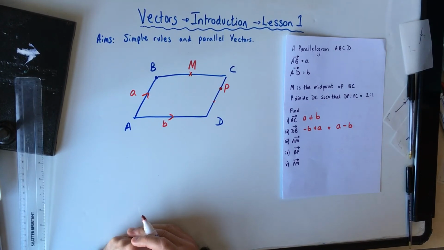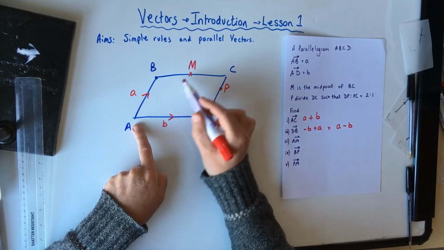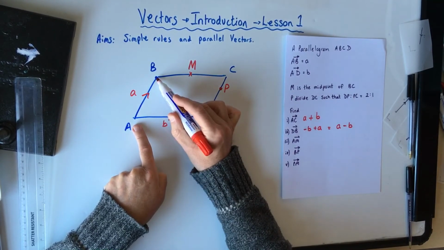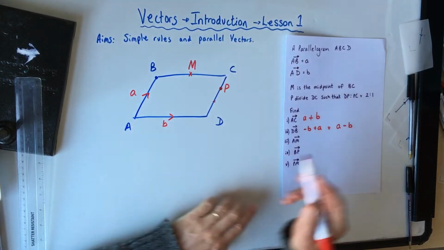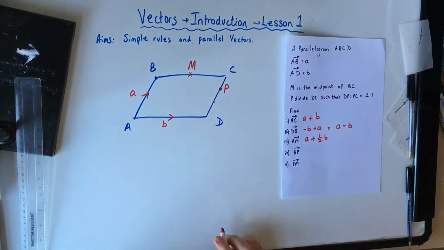Okay. A to M. Well, we can get from A to M by going up an a and along half a b. So that is a plus half b. That's that one.